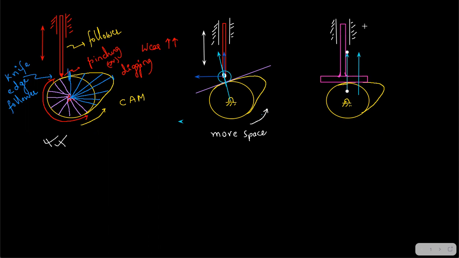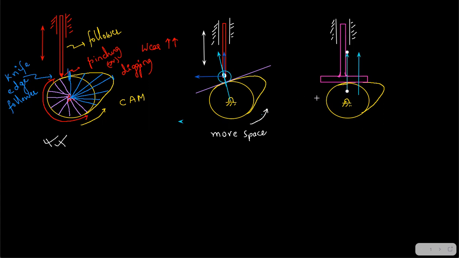But now what is it about the flat face follower? It is because of this force reason, because force is acting only in the upward direction. There is no resultant like the roller follower, which has two components. Here there is only one component, which is the upward direction. So that's why this follower is also good to use.